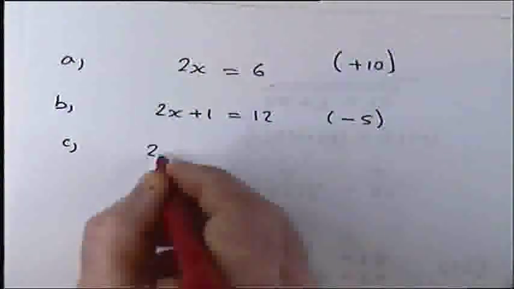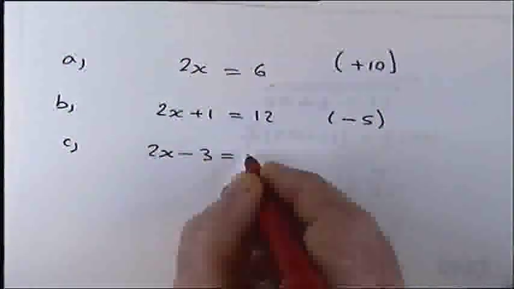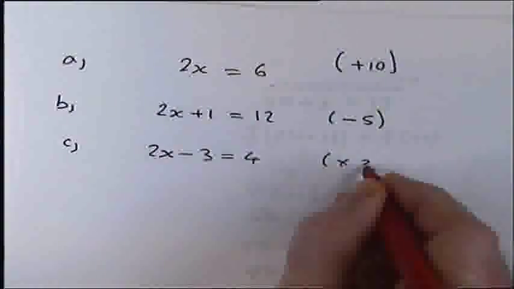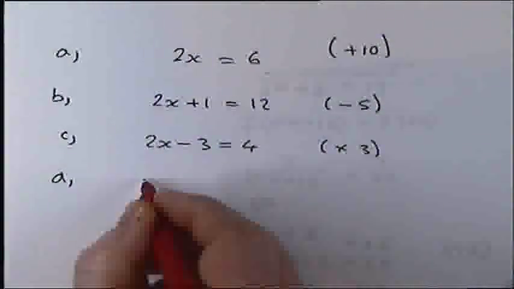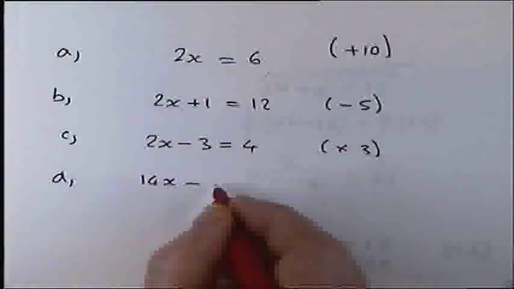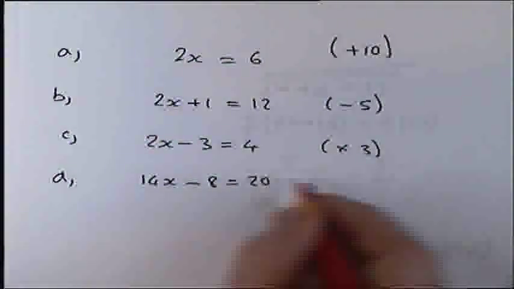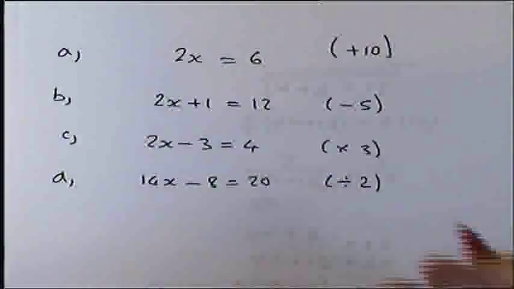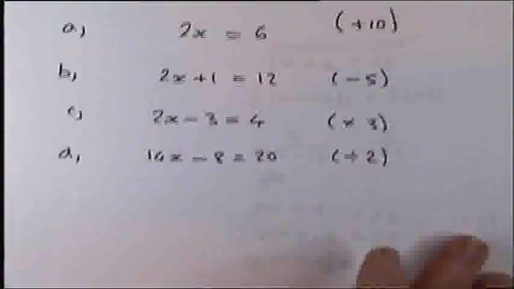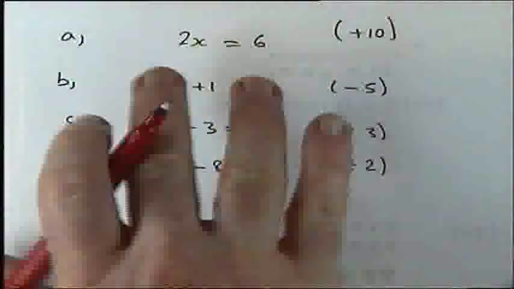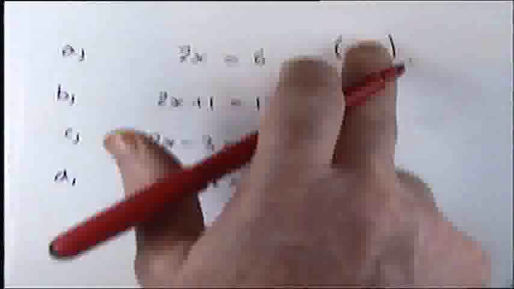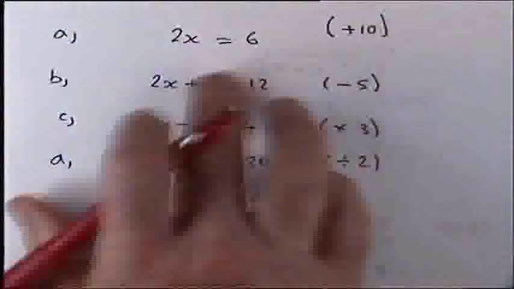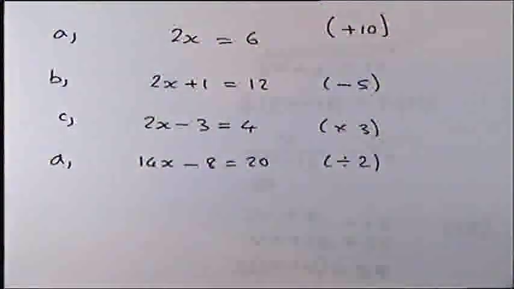And part C, I want you to times both sides by 3. And part D, I want you to divide both sides by 2. And I want you to write the equations again. So I'm just basically making sure that you can do the same to both sides. So whatever you do to the left hand side, you do to the right hand side. And in the bracket here is I'm telling you what I want you to do to both sides. When you've done those 4, restart the video to see if you're correct.